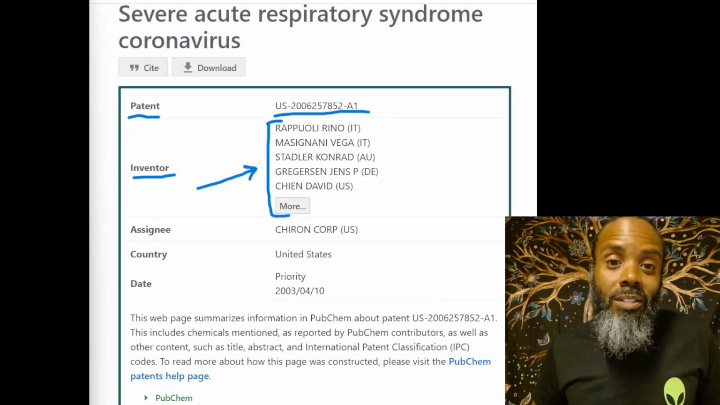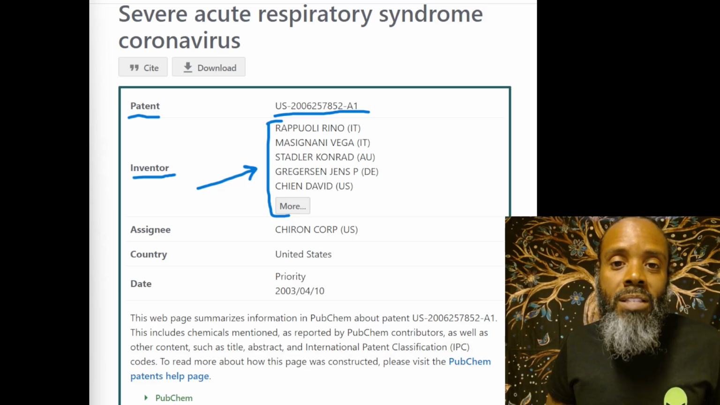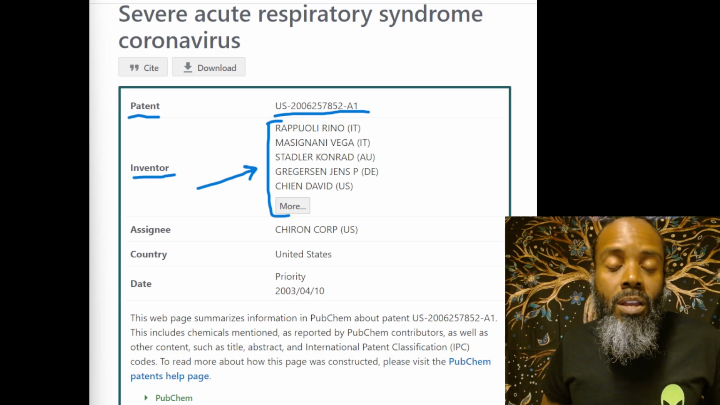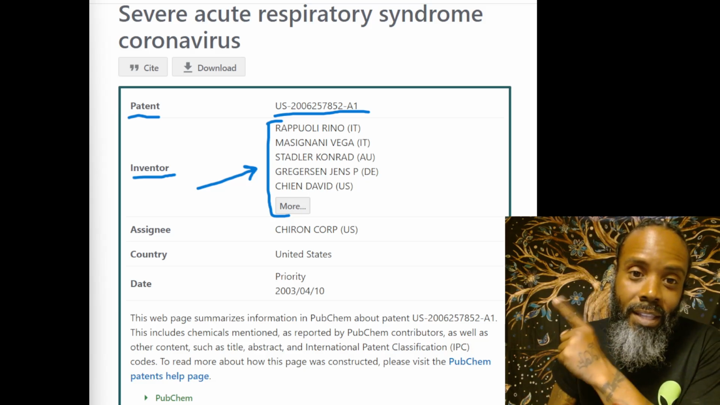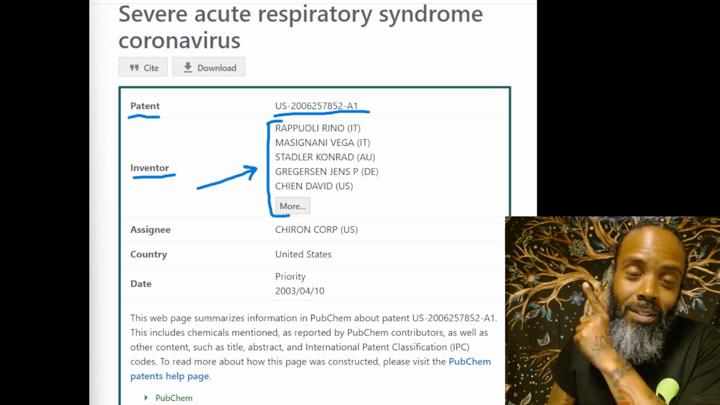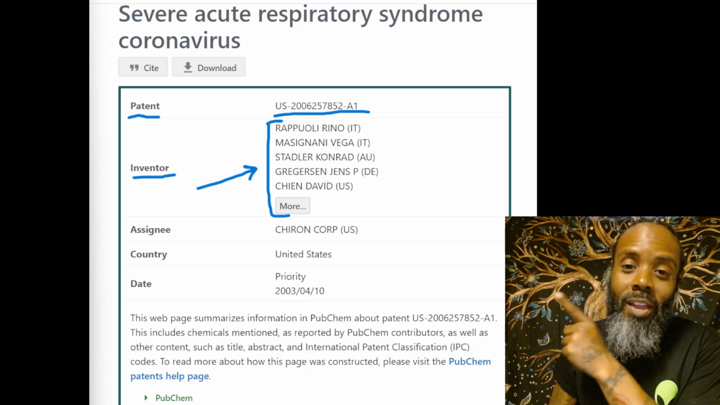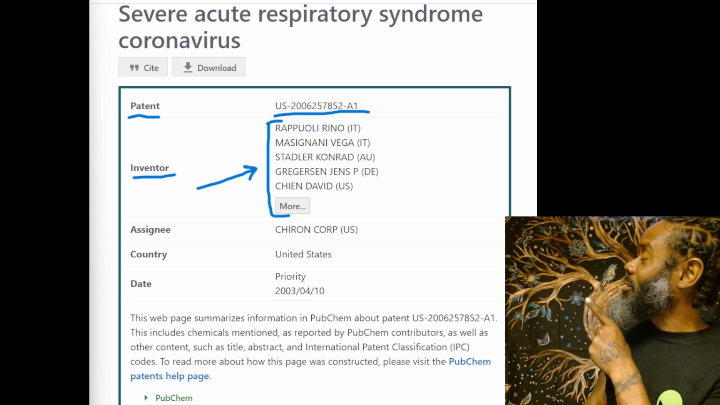This gets interesting. Severe acute respiratory syndrome. The acronym for that is SARS coronavirus. Now look at that first heading where it says patent. And there you have a patent number.